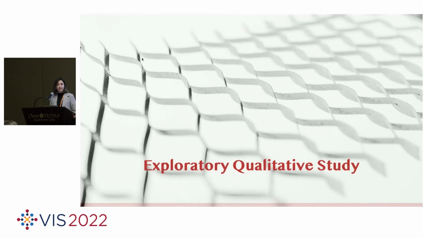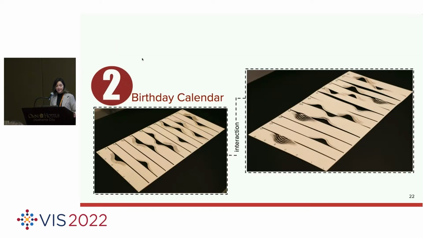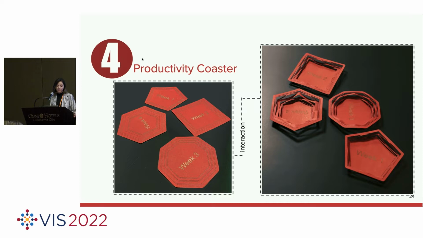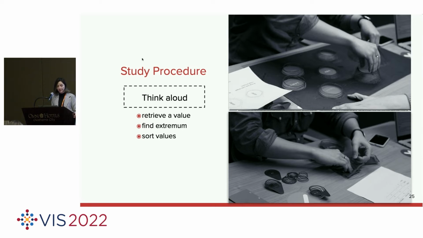To understand how people interact with this form of data physicalization, we conducted an exploratory qualitative study and observed people while they were interacting with 4 different CareerFiz examples: the CO2 emission installation, the birthday calendar, activity jewelry, and productivity coaster. We recruited 12 participants ranging from 19 to 64, and 5 were female. We prompted their exploration of data through the CareerFiz examples by asking questions like retrieve a value, find extremum, sort values, and we encouraged them to think aloud while they were exploring data. After that, they took part in an interview where they talked about their overall experience working with CareerFiz.